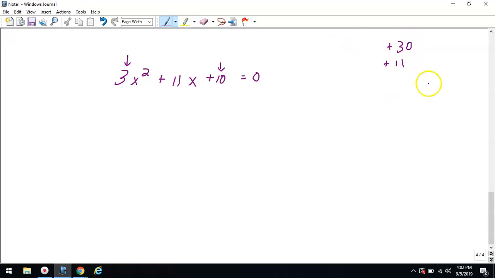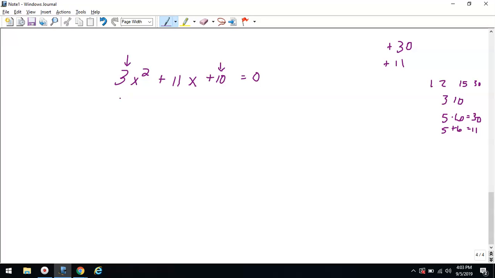So let's factor 30. 30 is 1 times 30, or 2 times 15, or 3 times 10, or 5 times 6. I think that's the one, you guys. I think it's 5 times 6 is 30, and 5 plus 6 is 11. So it's going to be 5 and 6.